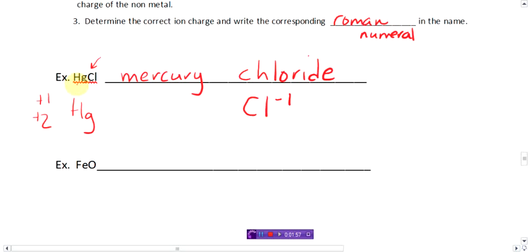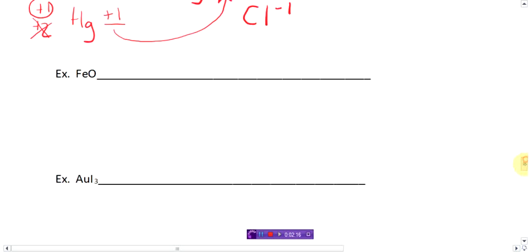So if we look at the ratio of those ions, what will balance this -1? Well, +2 is not going to balance. +1 balances. Seems pretty easy. We write in here what the ion charge was that we used, which is +1. We're done. Let's do another one.